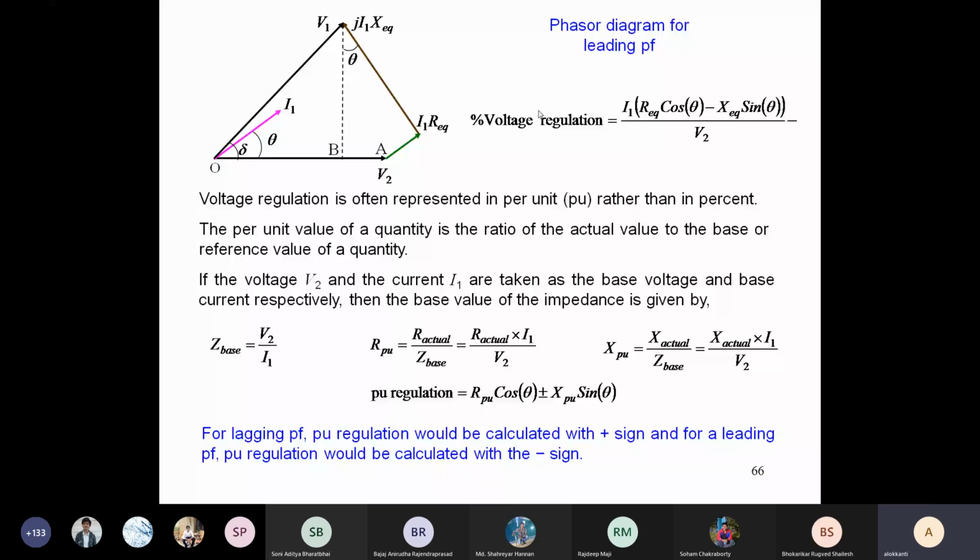In the Z base, are V2 and I1 rated values or the value at that instant? They are some fixed values. Some value we will assume. They are not varying with time. They are some fixed values.